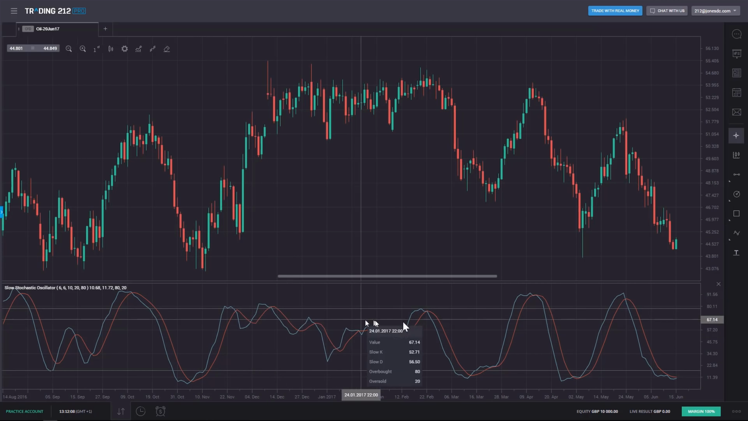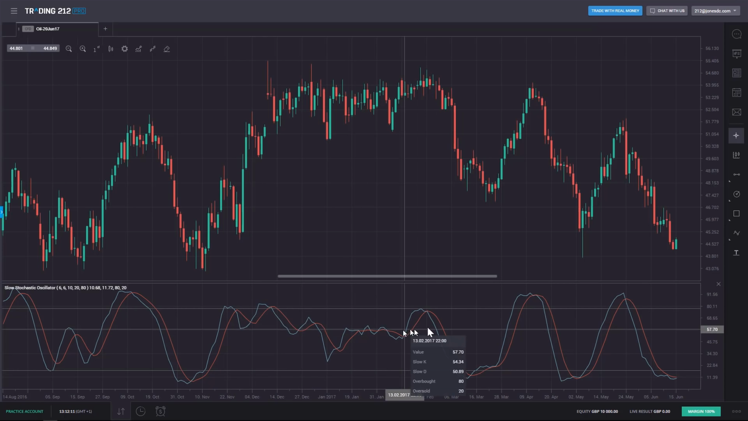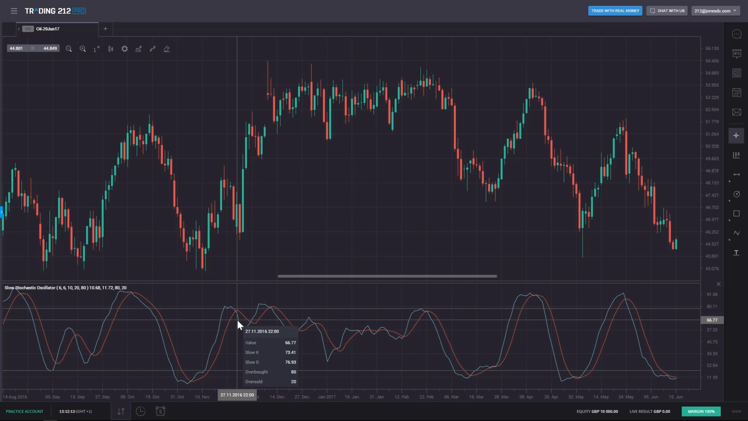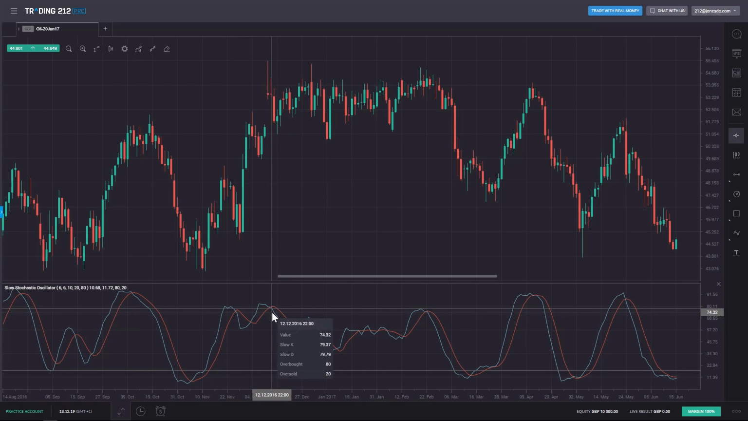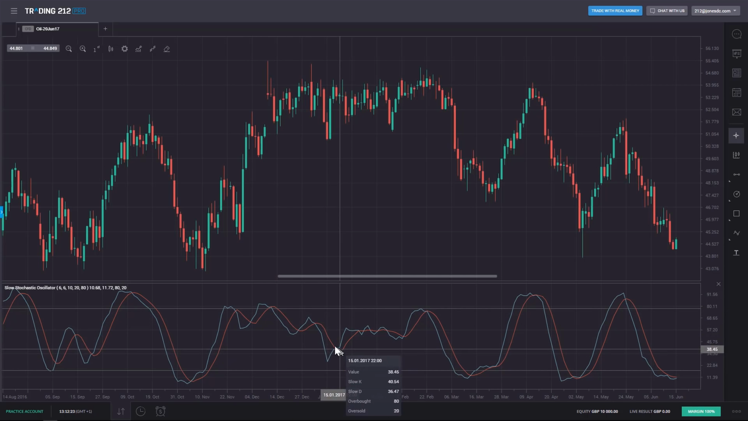Then it gets really messy, and I'm glad this bit is in here because it shows that this isn't a magic system. There is no magic system that works all the time. So we had a sell signal there, not very good. A sell signal there, a bit better, but the market just went sideways. I wouldn't say this was a valid buy signal because the market didn't go below the oversold, below the 20% mark there.